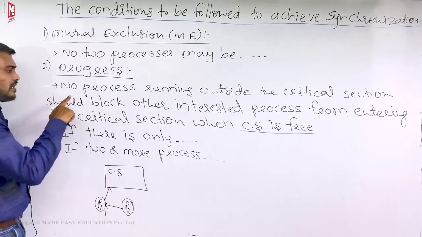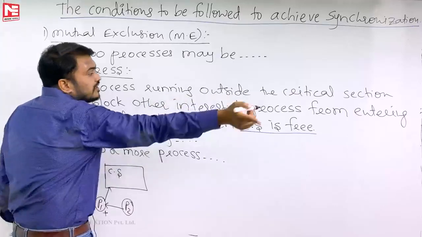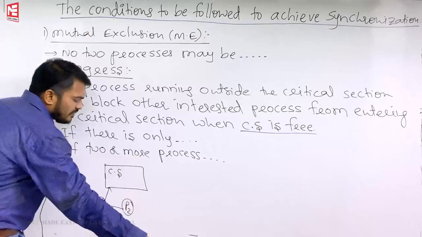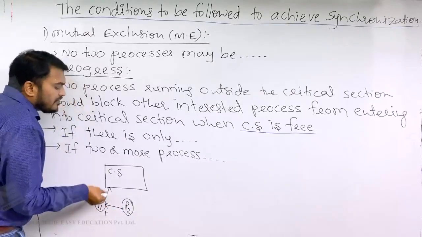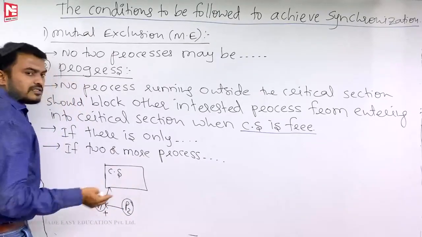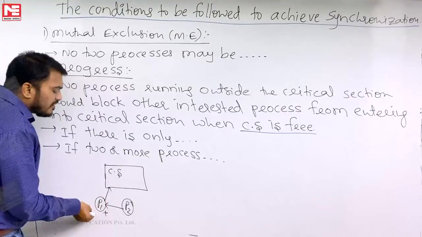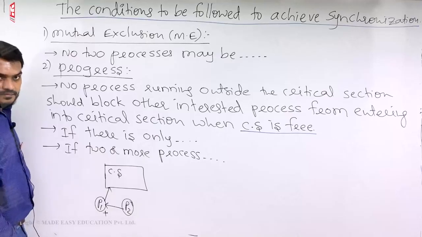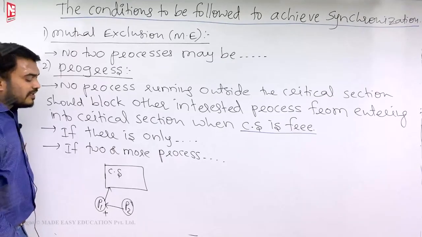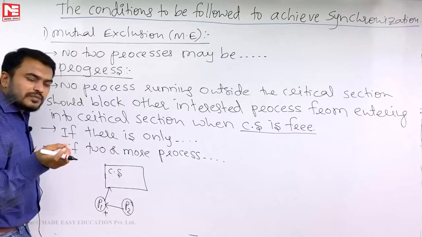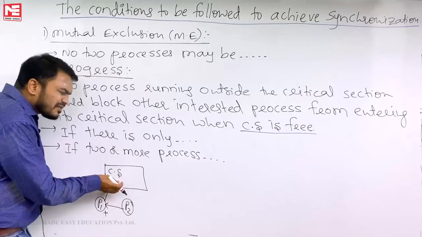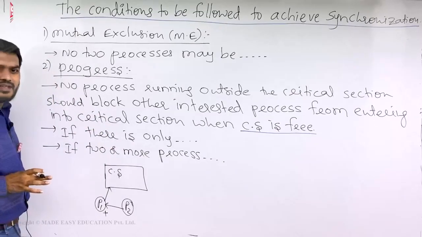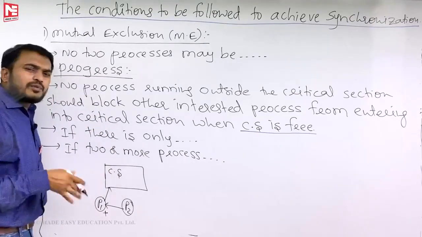I am repeating this statement: no process running outside the critical section, that is process P2, should block process P1 from entering into the critical section when the critical section is free. When the critical section is free and P1 wants to go in but P2 is stopping it, this should not happen. So the logical meaning is simple: when the critical section is free, whoever is interested should be allowed to enter into the critical section. When the critical section is free, some progress should be there.